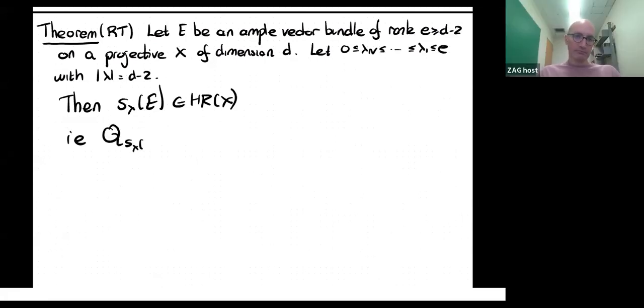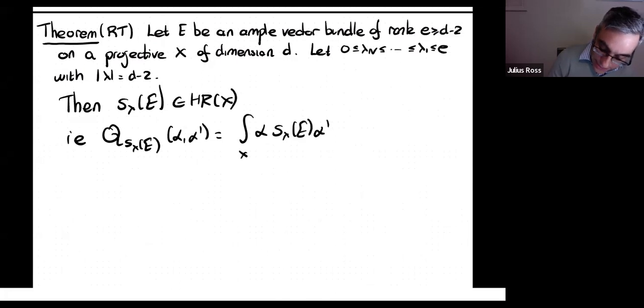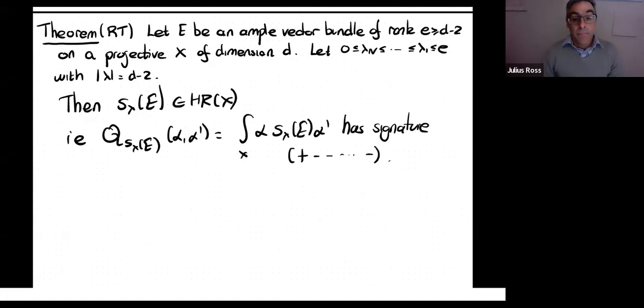If you take this bilinear form obtained by integrating over X alpha S lambda of E alpha primed, this has the right signature. Plus, minus, minus, minus. Okay, so there's the Schur classes, and so you get plenty more examples of things that have the Hodge-Riemann property that goes beyond what was known of Gromov and of Bloch and Gieseker.